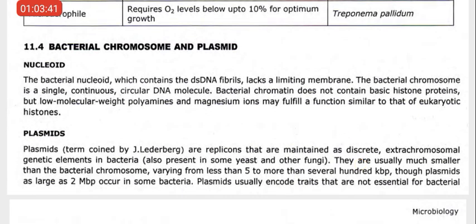Bacterial chromosome and plasmid. The bacterial nucleoid, which contains the dsDNA fibrils, lacks a limiting membrane. The bacterial chromosome is a single continuous circular DNA molecule. Bacterial chromatin does not contain basic histone proteins, but low molecular weight polyamines and magnesium ions may fulfill a function similar to that of eukaryotic histones.